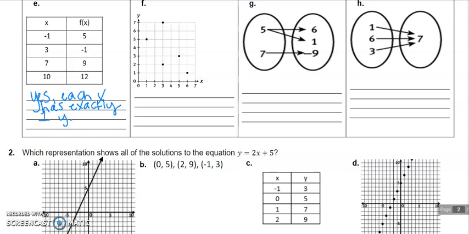Letter F, I do see these two ordered pairs right here that have the same x value. In other words, if I were to draw a vertical line, it would intersect this point in the relation and this point in the relation. So because it intersects more than once, I know that this is not a function. So I could say no, it fails the vertical line test, or no, just by definition, each x value does not have exactly one y value.